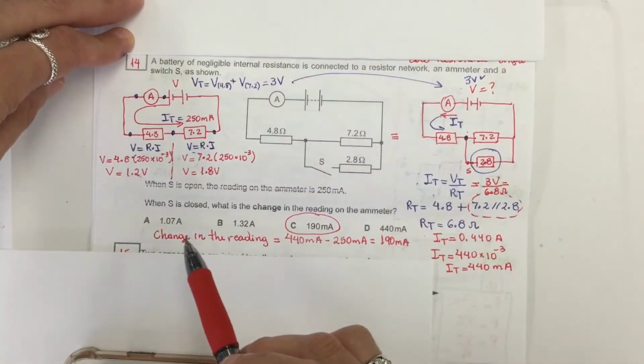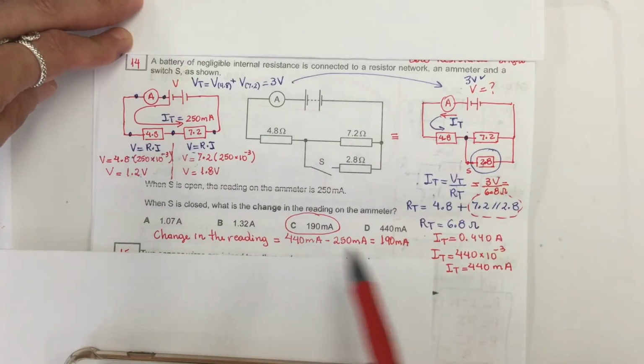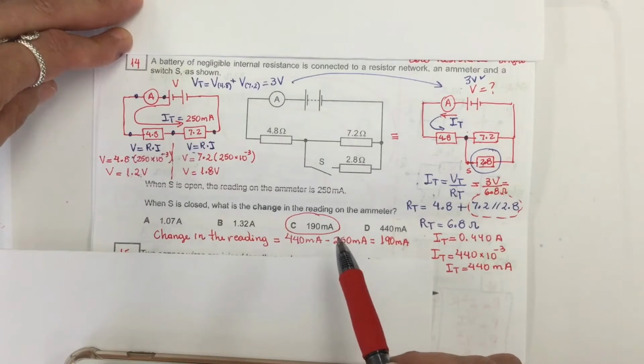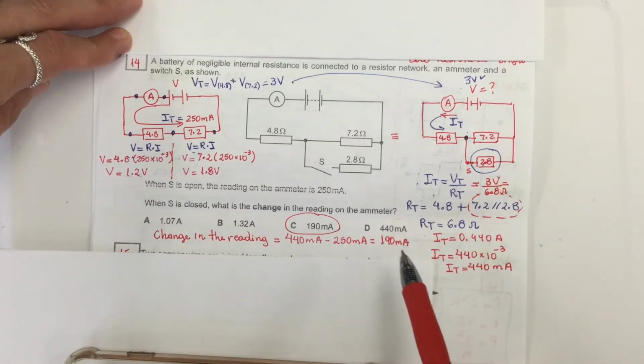So now we can find the change in the reading of the ammeter: 440 milliamps minus 250 milliamps. So the difference is 190 milliamps, option C.